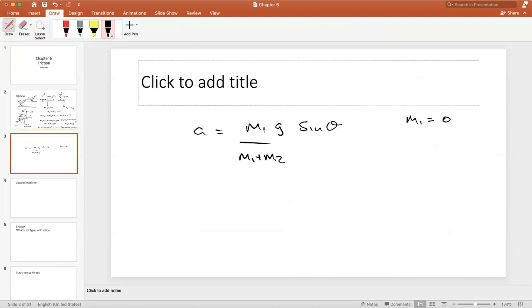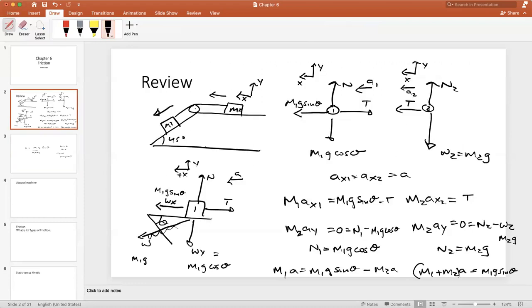If m2 were 0, we would get m1 over m1, we'd get g sine theta. So A is 0 if m1 is 0. If m2 is 0, then A is g sine theta, which was what we found for the acceleration of mass 1 down an inclined plane with no other forces and no friction on the plane. Okay, that's all we have to do.